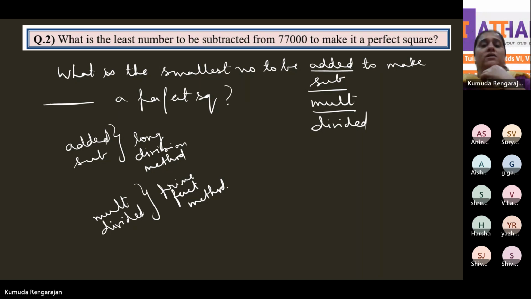Okay. So number to be subtracted, we have to use the long division method. You will have to use it. Make a note of this, children. Make a note of this.